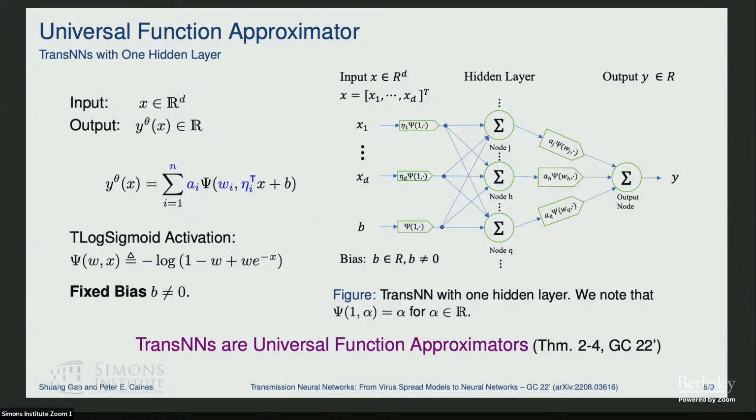This slide basically says that transmission neural networks are universal function approximators. This is a particular example, but here it means that they can approximate continuous functions to arbitrary accuracy. This is a particular example where we have one hidden layer, d-dimensional input, and scalar output. And this is the structure. I want to highlight that here we fix the bias B, which is different from the standard universal function approximation result, where B is arbitrarily chosen.